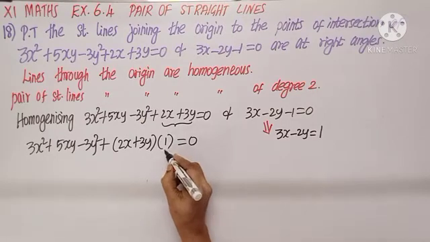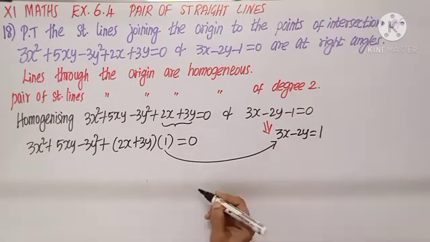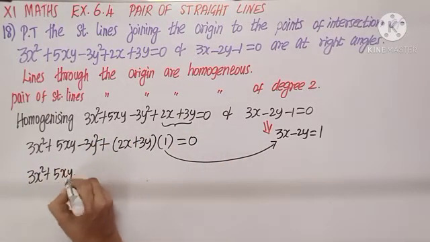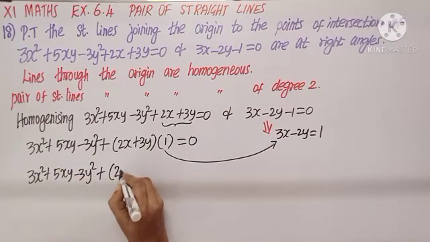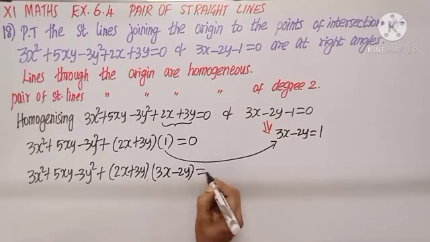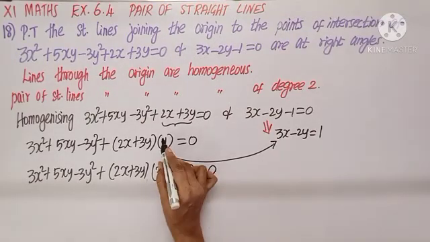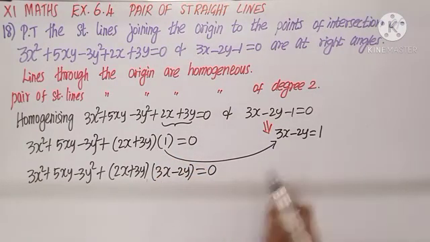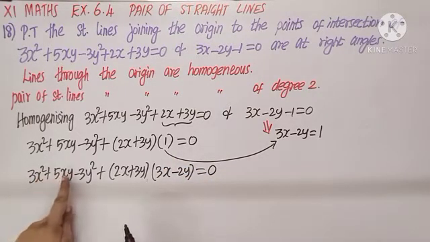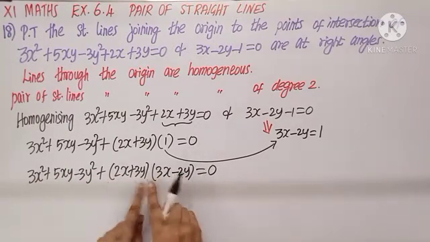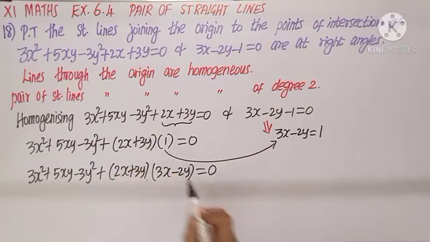Instead of 1, I can substitute this to homogenize. So I get 3x² + 5xy − 3y² + (2x + 3y)(3x − 2y) = 0. Instead of this 1, I am substituting 3x − 2y. Such a technique we call homogenizing. Now see, every term has degree 2. Here the degree is 1, here the degree is 1. When I multiply, we add the degrees, so every term will have degree 2.